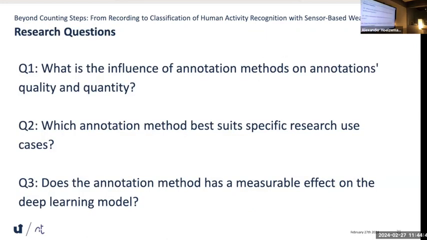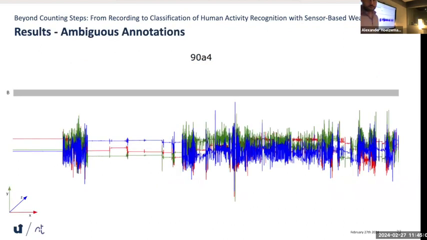We wanted to answer 3 research questions with this publication. First, what is the influence of annotation methods on annotation quality and quantity? Second, which annotation method best suits specific research use cases? And third, does the annotation method have a measurable effect on the deep learning model?